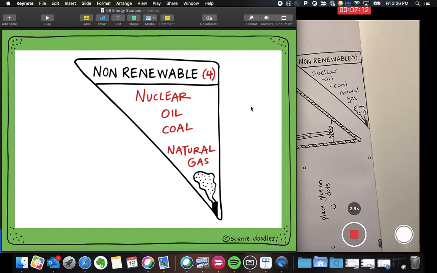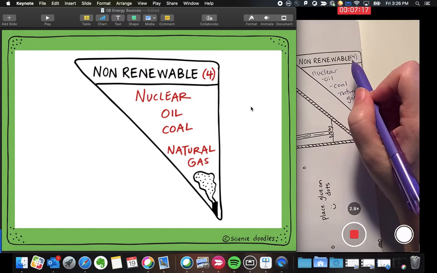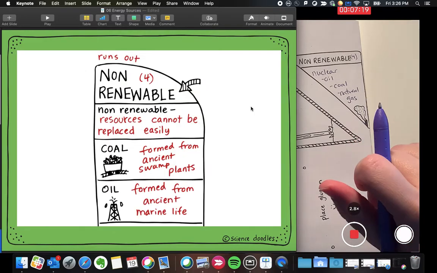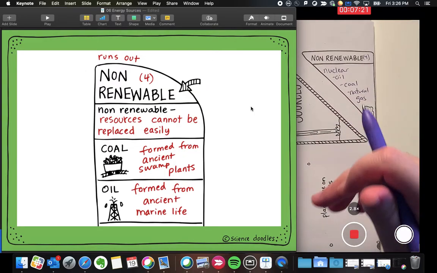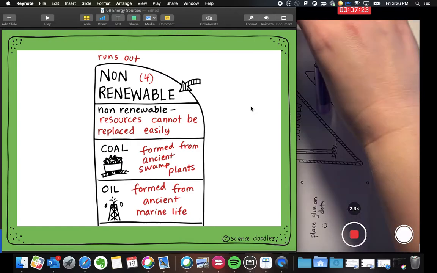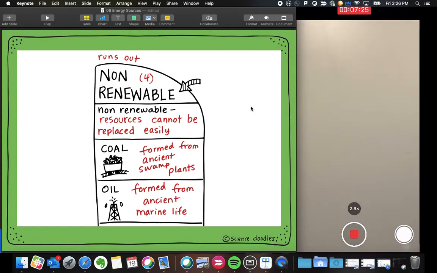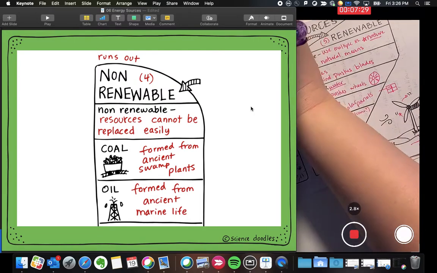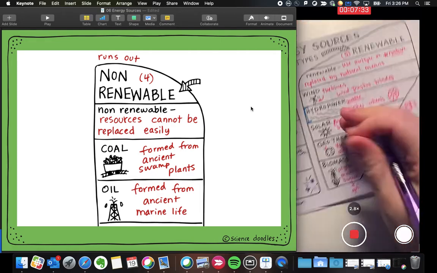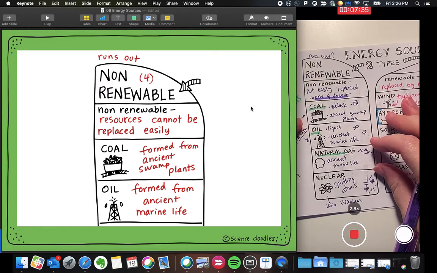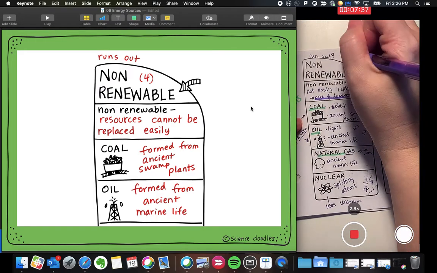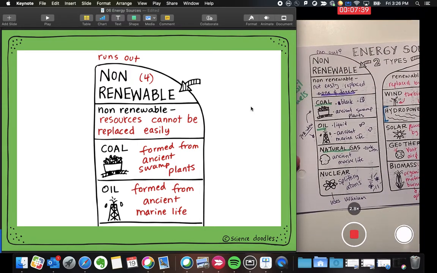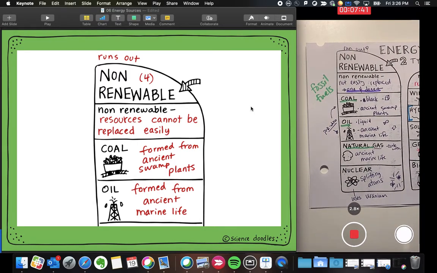I'm missing one. Nuclear, oil, coal, natural gas. Nope, that's 4. So I did a little 4 up here on the top. I'm going to leave those there for just a second. So for our non-renewable resources, up at the top, I'm going to write "runs out!" because these are eventually going to run out. And then I'm going to write down what they are beside them.